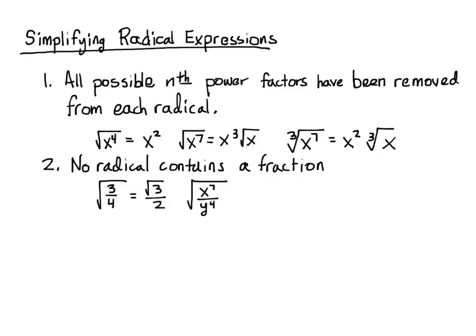Or if we have variables like this, we say, okay, split that up into the square root of x to the 7th, and then the square root of y to the 4th is going to be y squared. And so if we now apply the first rule, that x to the 7th, that 7th is still too high, we can say that's going to be x cubed times square root of x, over y squared. All right, so you see how that works? So the first two rules we obey.